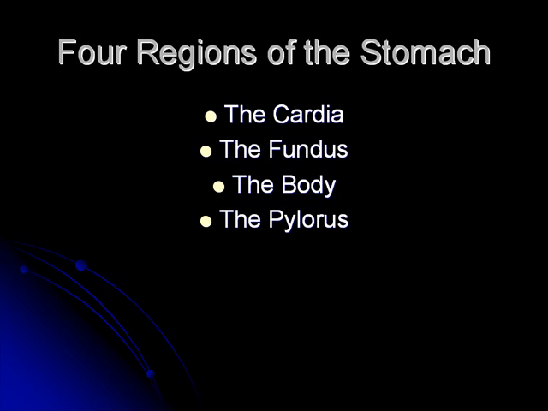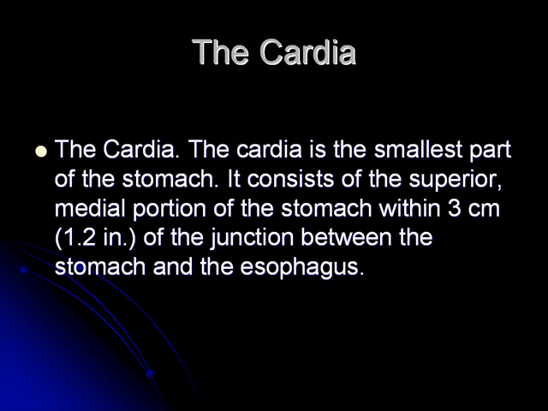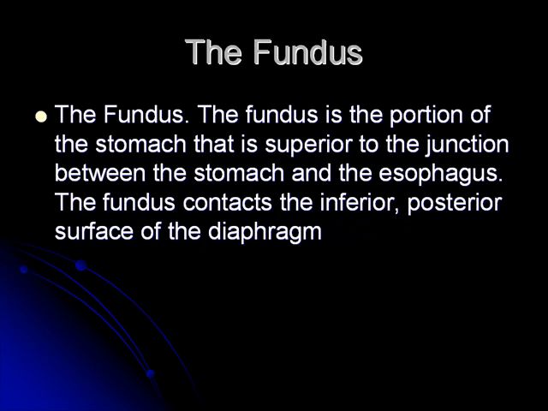Four regions of the stomach you should be familiar with: the cardia, the fundus, the body, and the pylorus. The cardia of the stomach is the smallest part of the stomach and consists of the superior medial portion of the stomach within 3 centimeters of the junction between the stomach and the esophagus. The fundus is the portion of the stomach that is superior to the junction between the stomach and the esophagus. The fundus contacts the inferior posterior surface of the diaphragm.